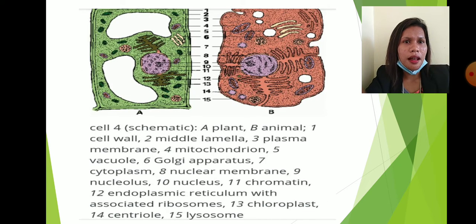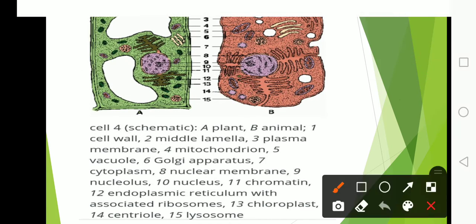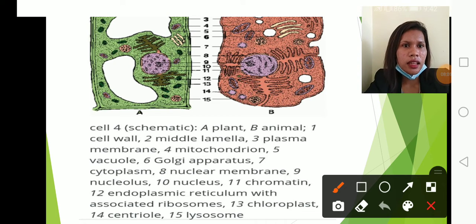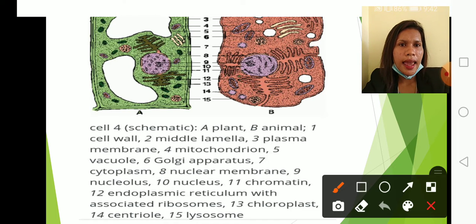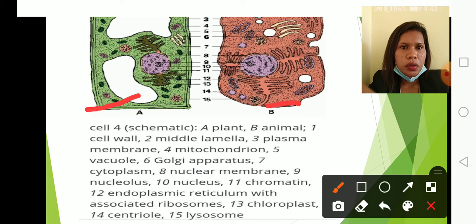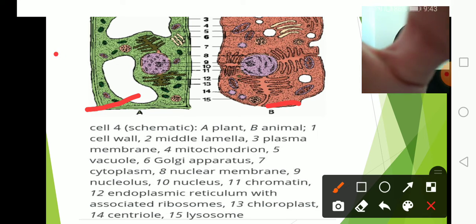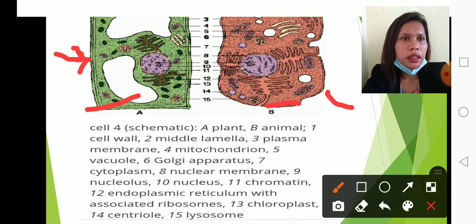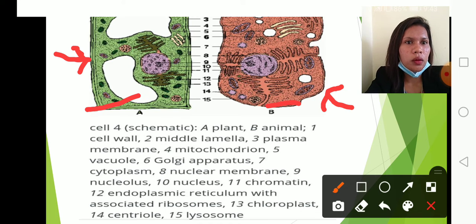Ito yung example. Ito yung cell schematic. A is plant, B is animal. Ito yung cell ng animal. Ito yung cell ng plant. Number 1 is cell wall. Ang cell wall is ito siya, yung pinaka sa labas. Pati na rin sa animals or sa tao, meron din tayong cell wall.